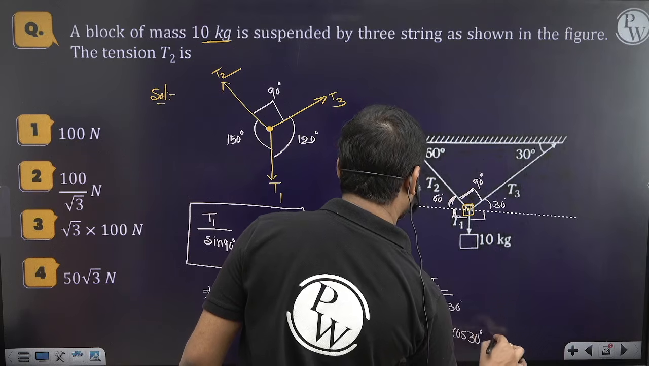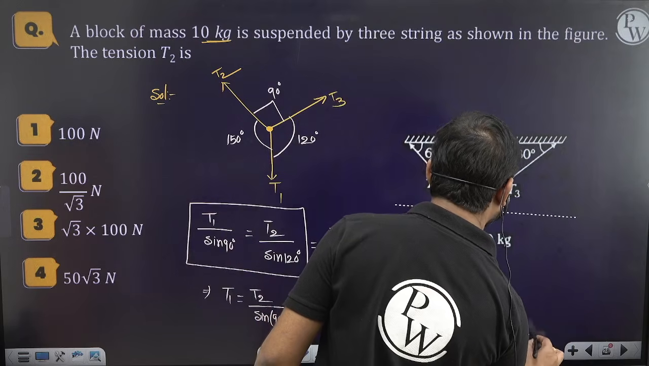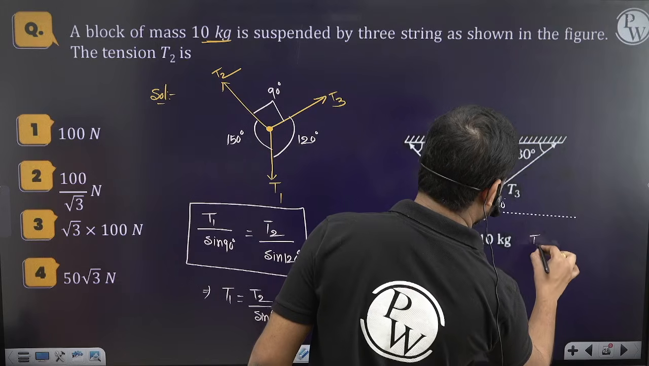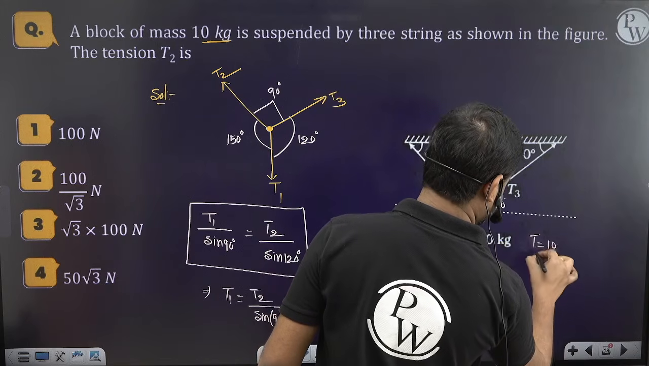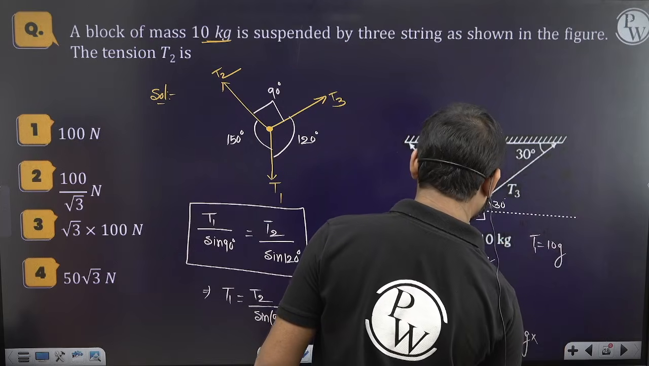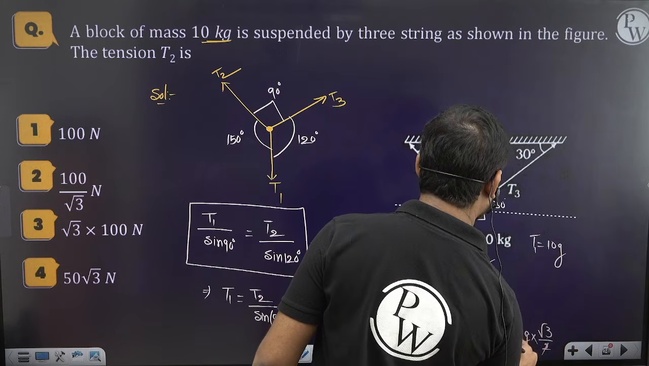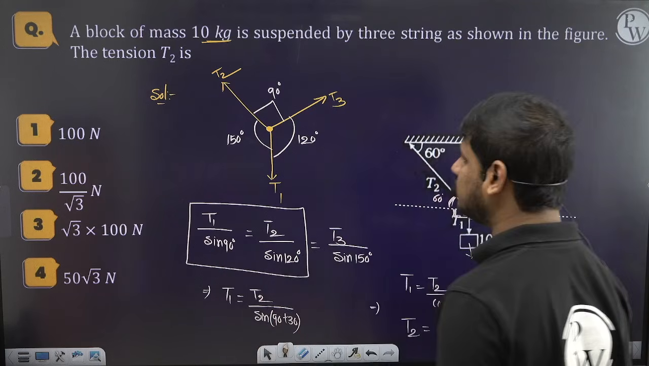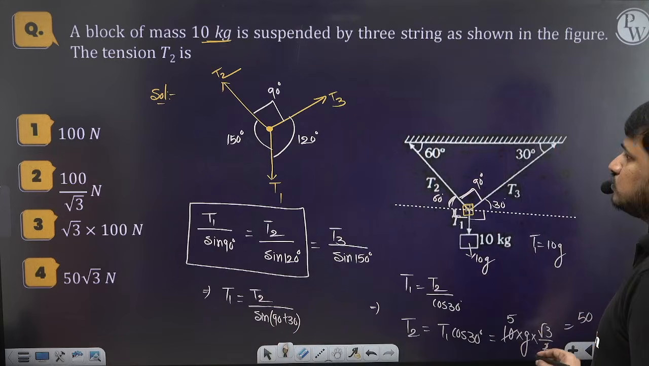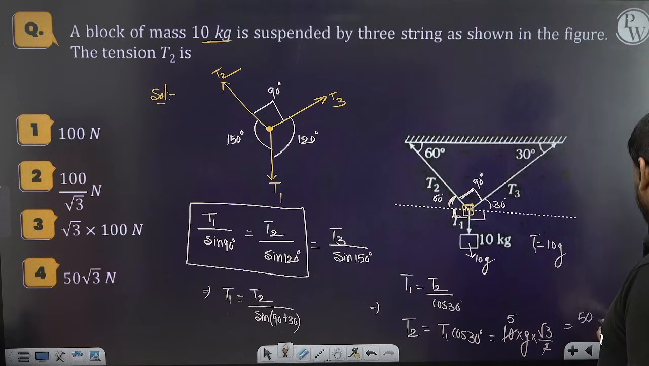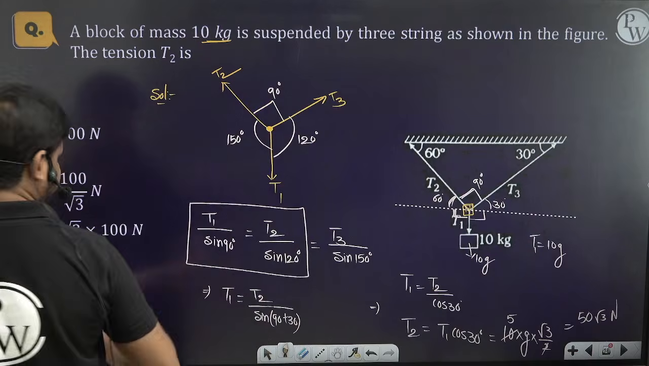So what is T1? T1 is equal to 10g, yes or no? From here you could see that T1 is balanced by its weight 10g. So 10 into g into cos 30, which is root 3 by 2. So this is going to be 5 into 10, which is 50 root 3 newtons. Option D is the correct one.